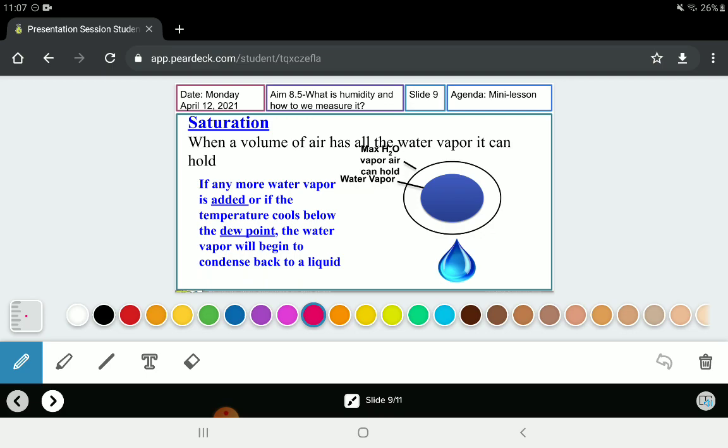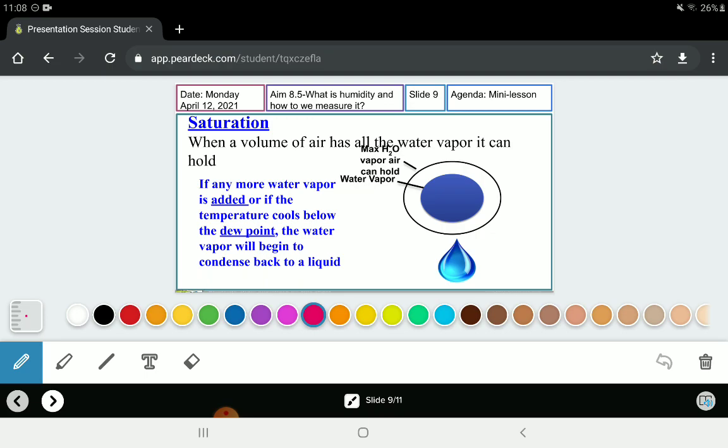This is when a volume of air has all the water vapor it can hold. So whatever the air parcel is, if it is warm or cold, it can only hold a certain amount of water. And we'll look at some charts tomorrow that show you the relationships between how much water air can hold at different temperatures.